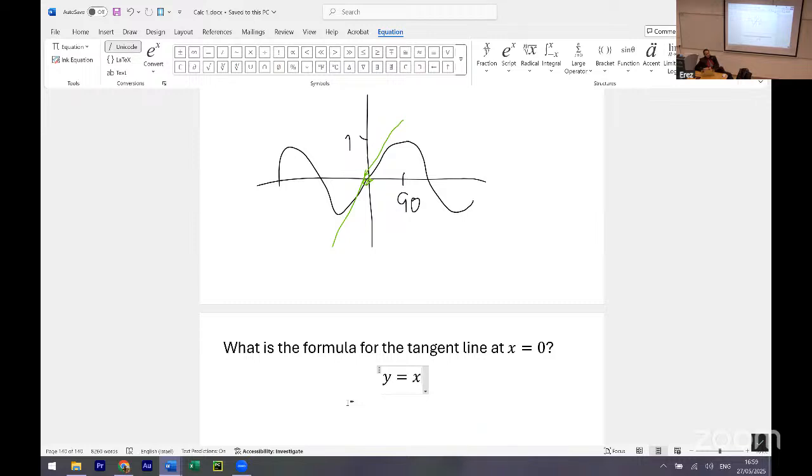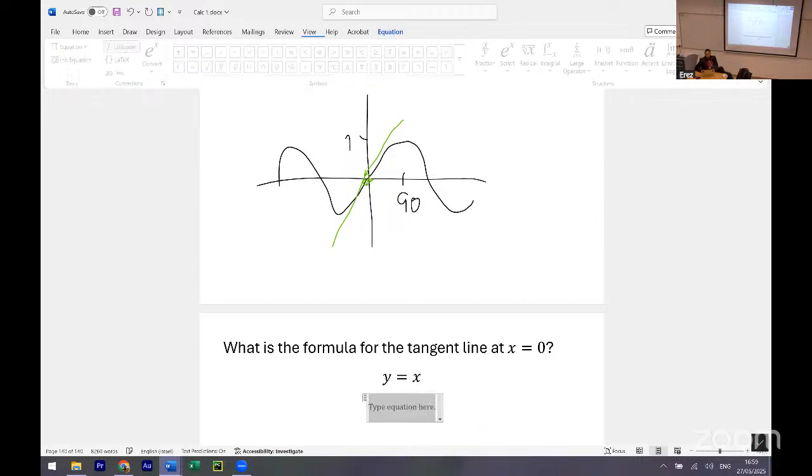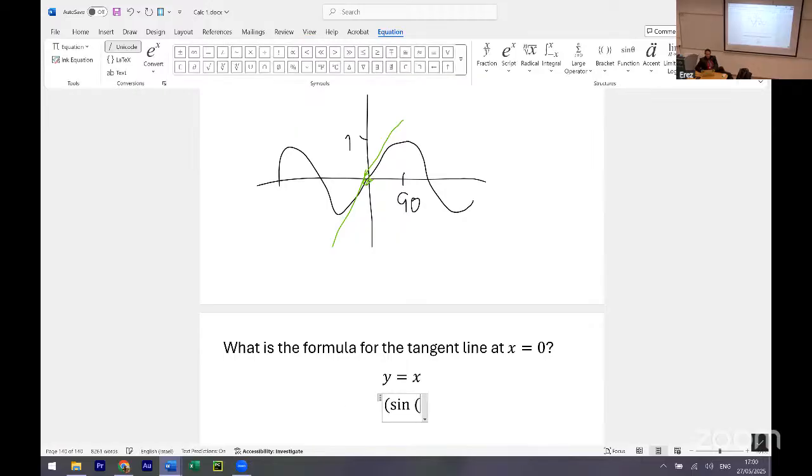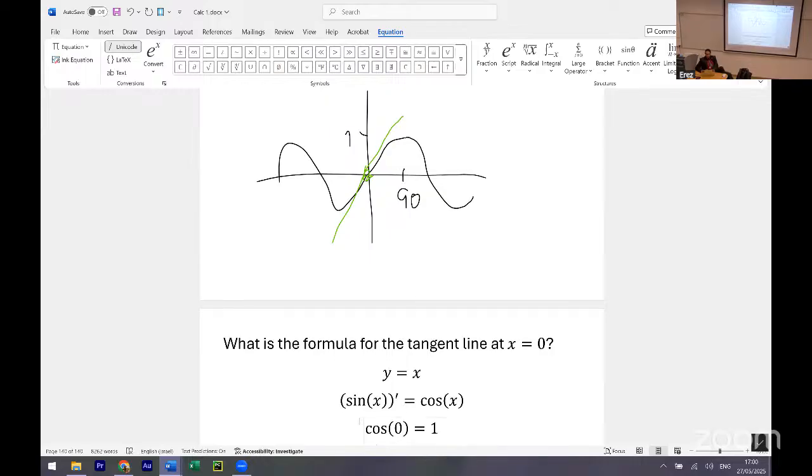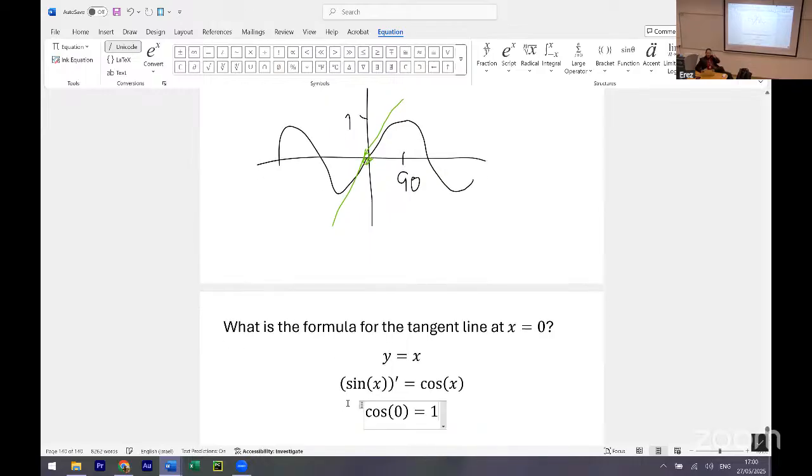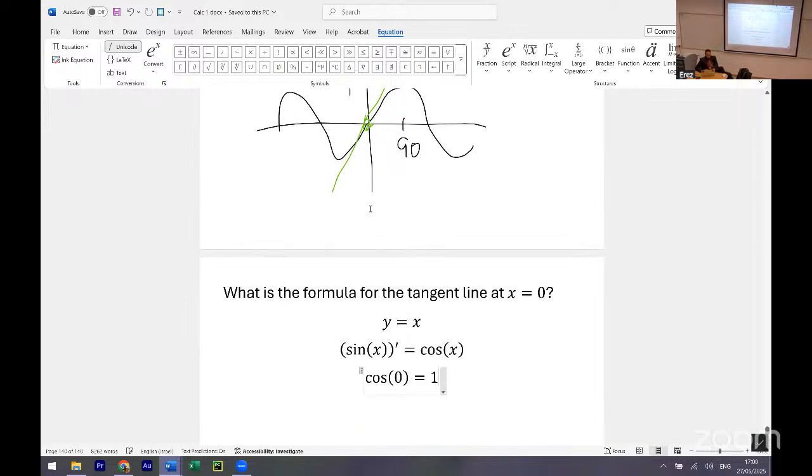Because I differentiate sine. Okay, and I guess that's where you're stuck. The derivative of sine is cosine, and cosine of 0 is 1. So the slope of the tangent is 1. It goes through the point 0, 0, so it must be y equals x. You nearly had me convinced.